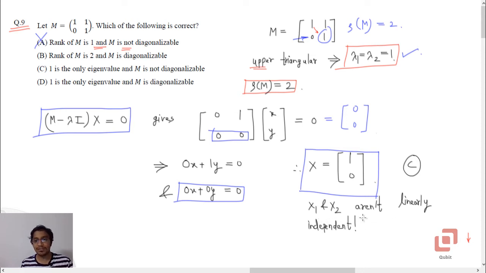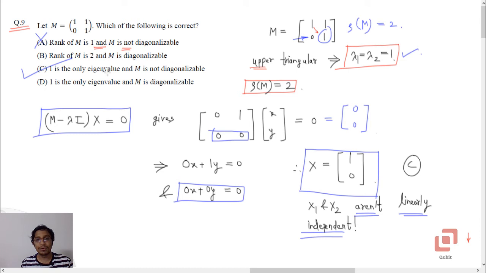Okay, so x1 and x2 aren't linearly independent, and because they are not linearly independent, M cannot be diagonalized. So the second part in option A is right, not diagonalizable, but because its rank isn't equal to 1, we have to reject A, so we have to select or consider option C.